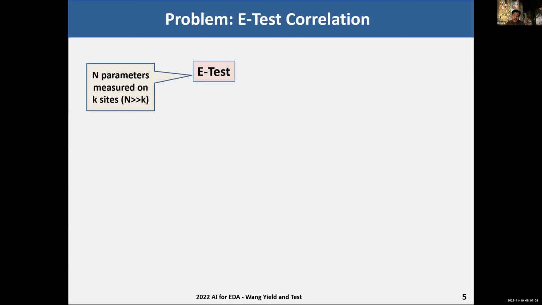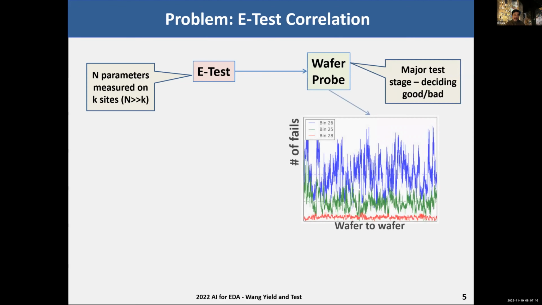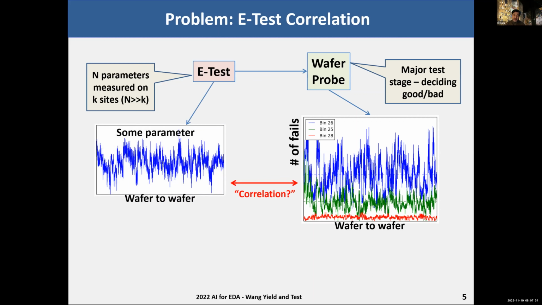And they're used as an indicator of the health of a particular wafer, because this is done on every wafer. The next stage is called wafer probe, and this is where parts are decided to be good or bad. For example, from wafer probe, we can collect statistics like this, showing wafer-to-wafer failing statistics organized by so-called test bin. For example, this chart shows you bin 26, 25, 28. And the problem is to try to correlate a type of failing mode to some e-test parameter if we can.